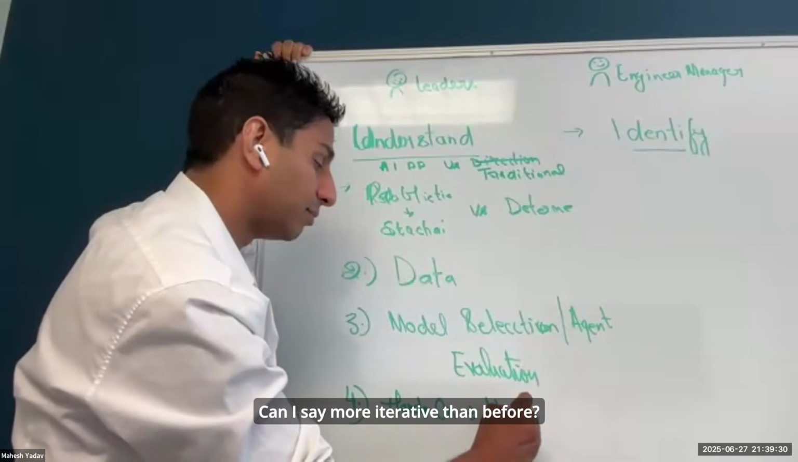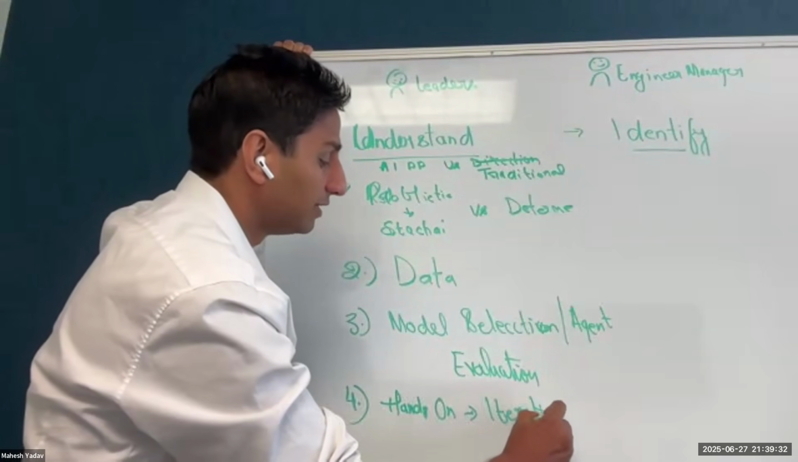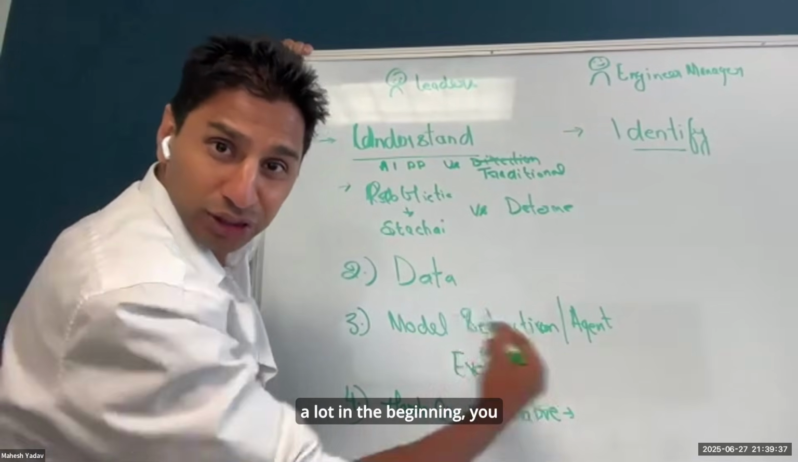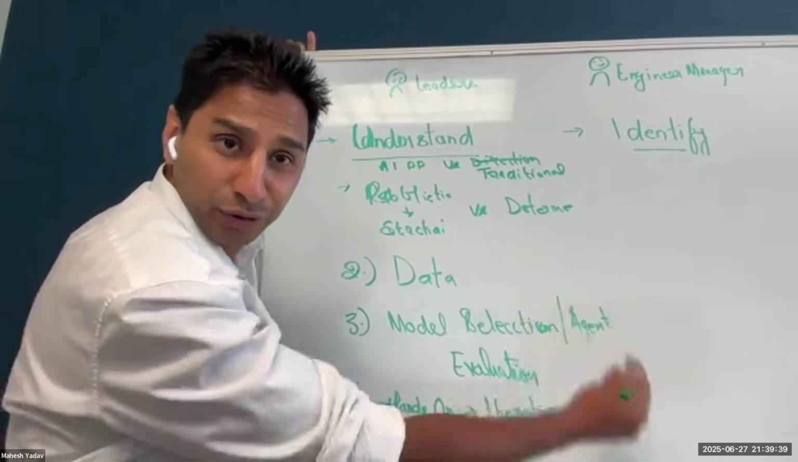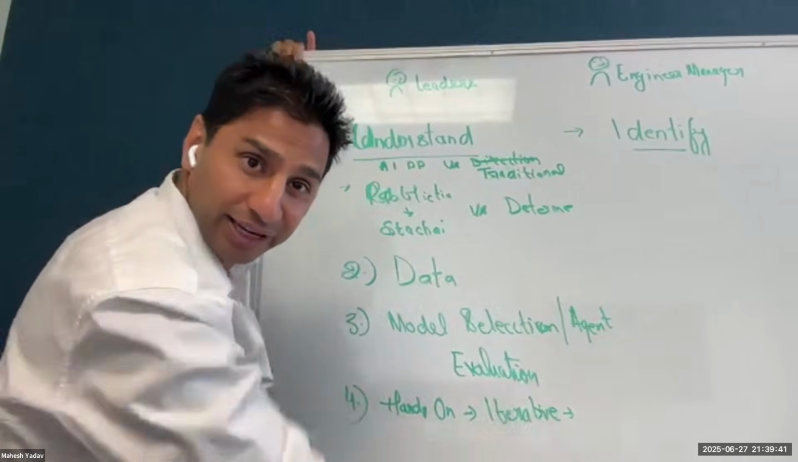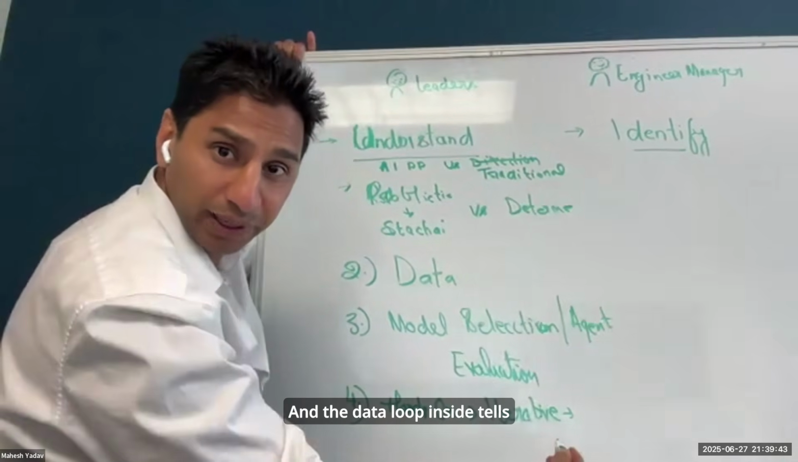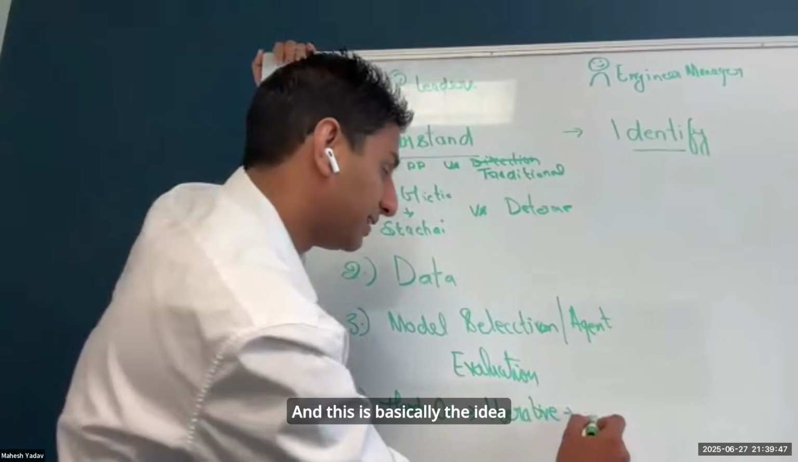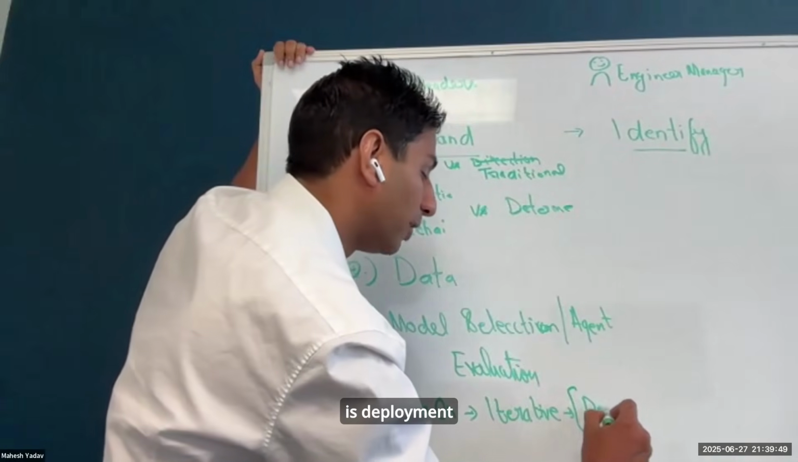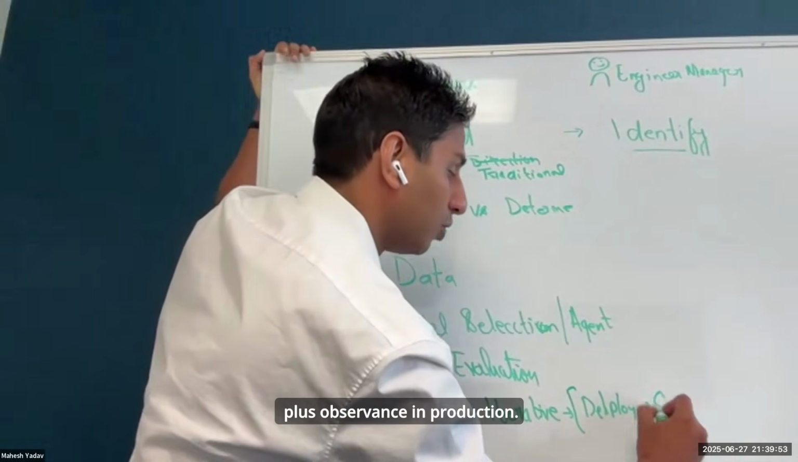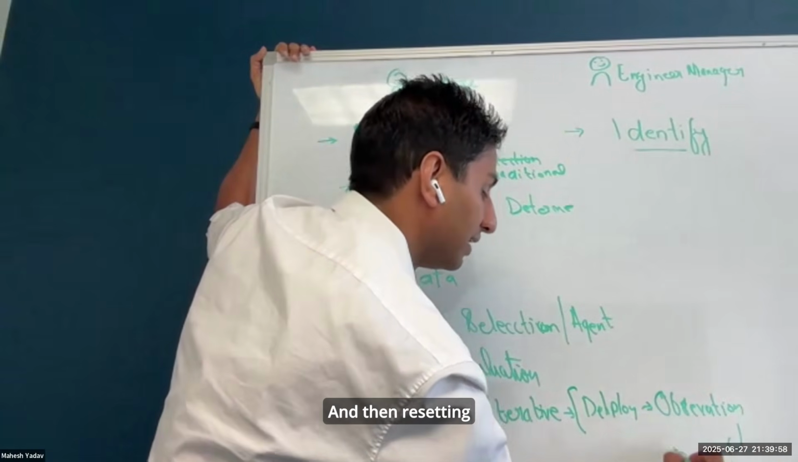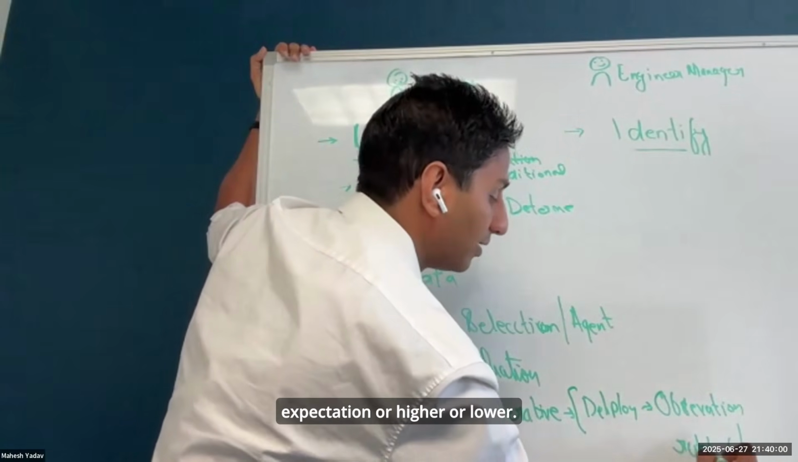Hands on. Can I say more iterative than before? Instead of just writing everything and knowing a lot in the beginning, you start with one or two pager, then you validate your key hypothesis, and then you try again, and the data loop inside tells you which direction to go. This is basically deployment plus observance in production, and then resetting expectation, higher or lower.